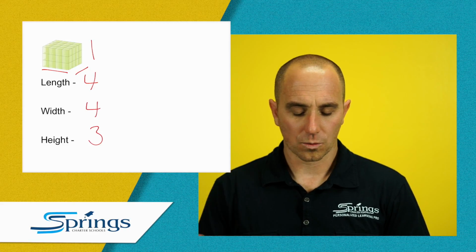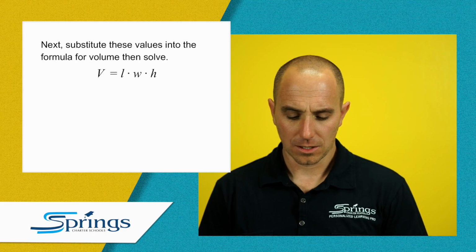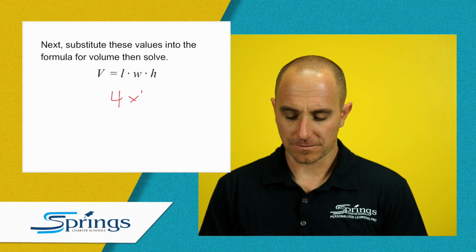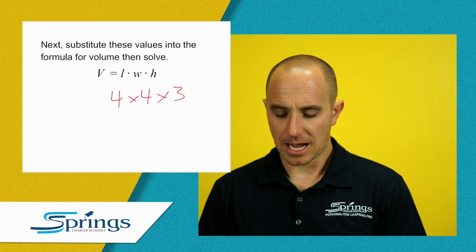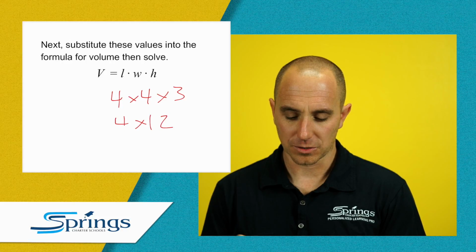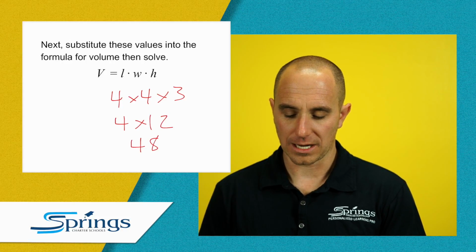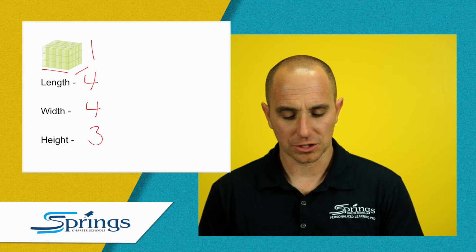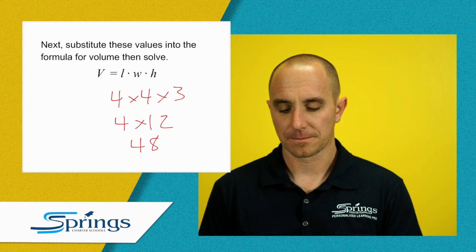If we're working this out, we're just going to plug it in. Like I said, we had 4 times 4 times 3. I'm going to multiply 4 and 3 because I like 12. 12s are pretty easy for me. So I have 4 times 12, and 4 times 12 is 48. So it has a volume of 48. And it's just cubes, so cubic units.